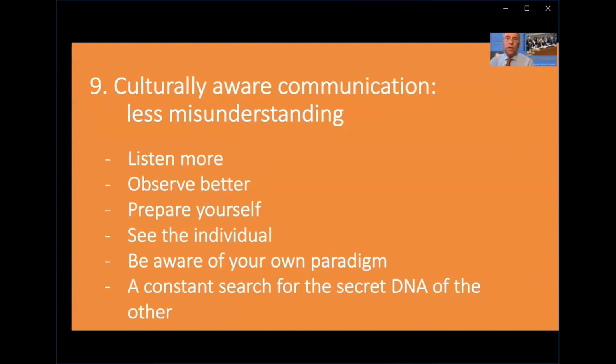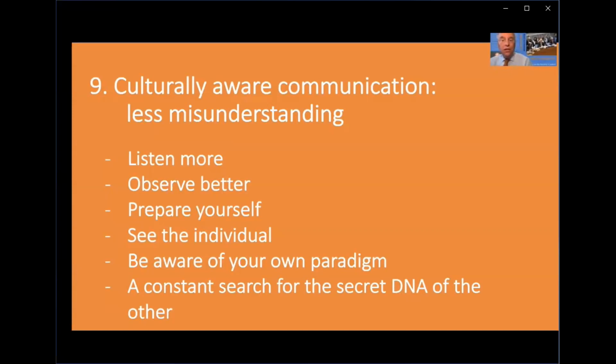So what I try to do, and I've been trained, my ministry gives training to our diplomats, is to listen more. I have to observe better, also look at the way people express themselves, the nonverbal signals. I try to prepare myself. I read a number of wonderful books about British culture and the history of the UK.